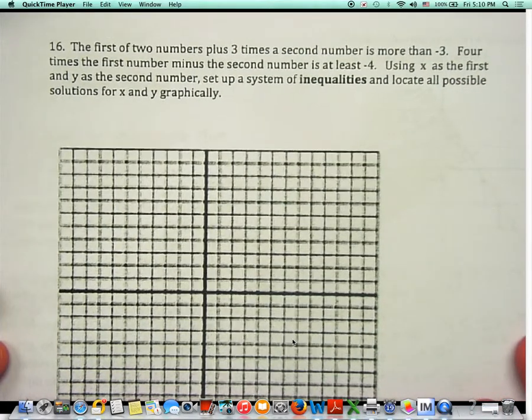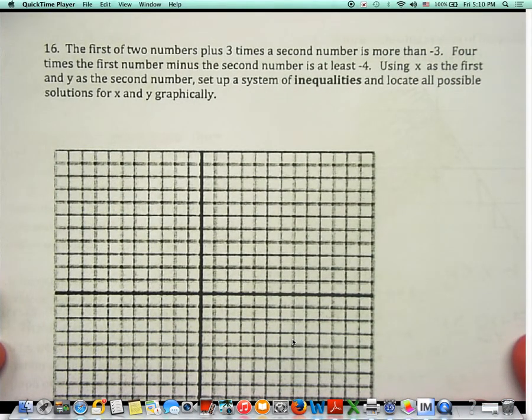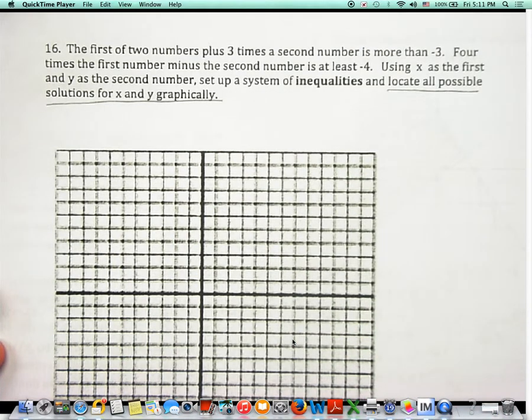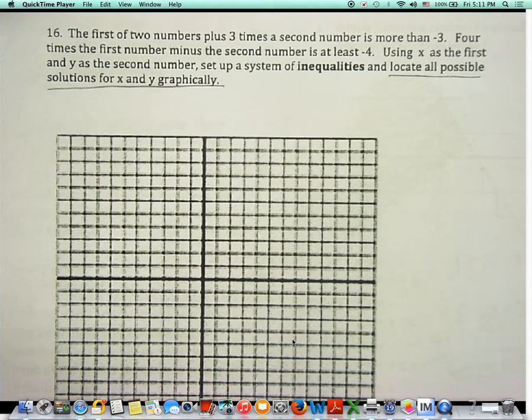The first of two numbers plus 3 times a second number is more than negative 3. 4 times the first number minus the second number is at least negative 4. Using x as the first and y as the second number, set up a system of inequalities and locate all possible solutions for x and y graphically. When it says locate all possible solutions for x and y graphically, they're saying find where the shading intersects. And that shaded part will be the solutions.